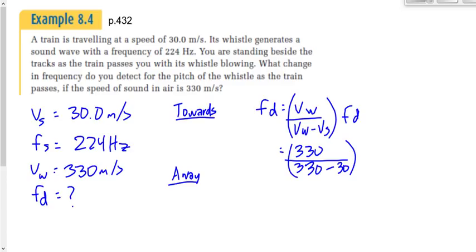Hold on, what are we doing here? This should be FS, right, over here, not FD. The actual frequency, the frequency of the source, is 224. What do we get there?